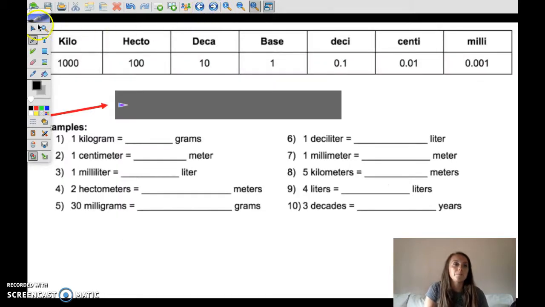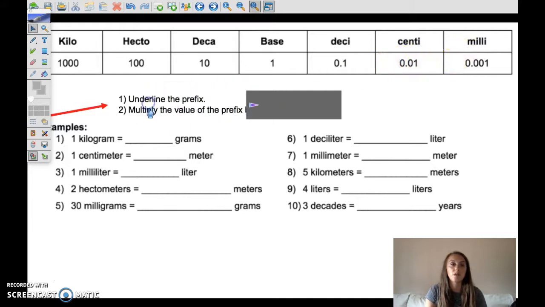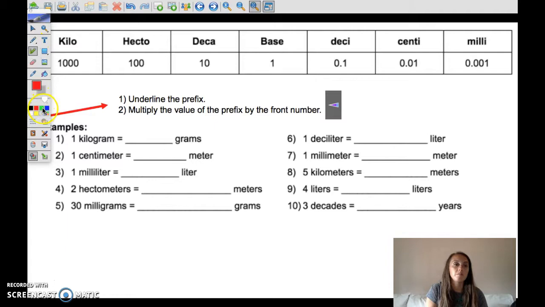So let's learn how to use them. Kilo means 1,000, hecto means 100, deca means 10, the base unit is 1, deci is 0.1, centi is 0.01, and milli is 0.001. So whenever you have problems like we're going to have below, your first step is to underline the prefix. Then you're going to have to do a little bit of math and multiply the value of the prefix, which can be found up here, by that front number.